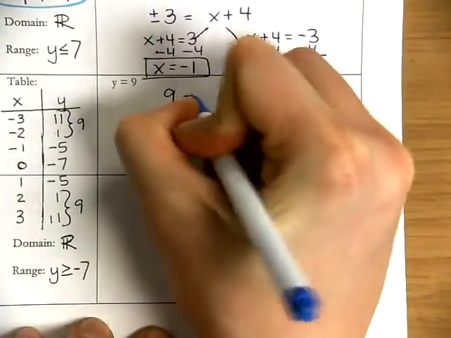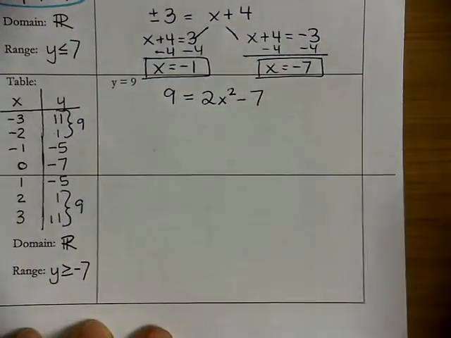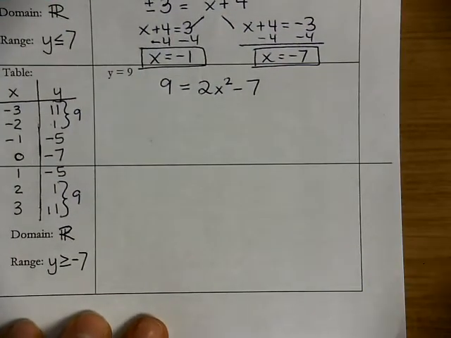Substitute in 9 for y. We get 9 equals 2x squared minus 7. On your own right now, go ahead and try and solve this quadratic equation using inverse operations. Pause the video and try this on your own.